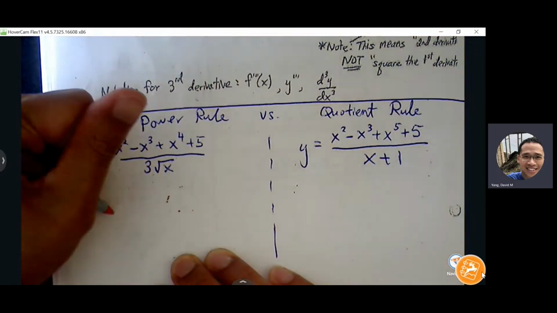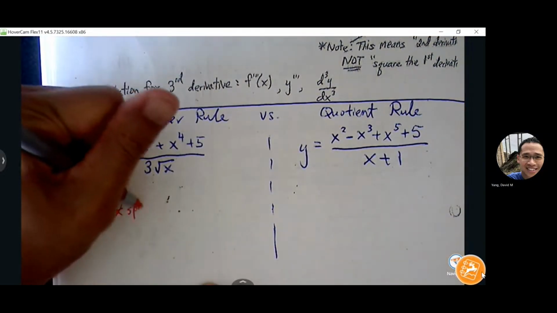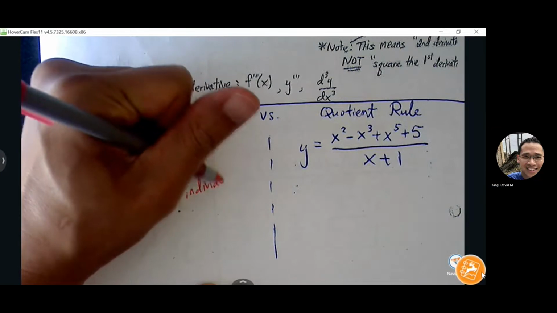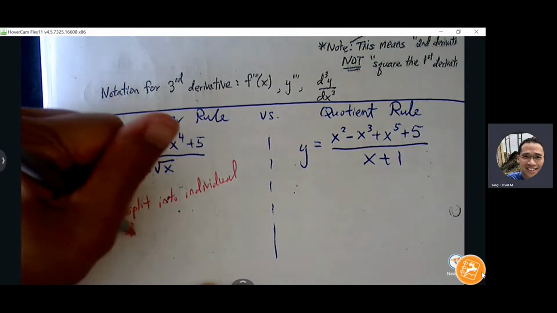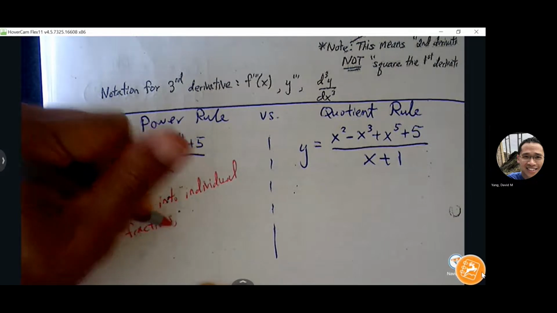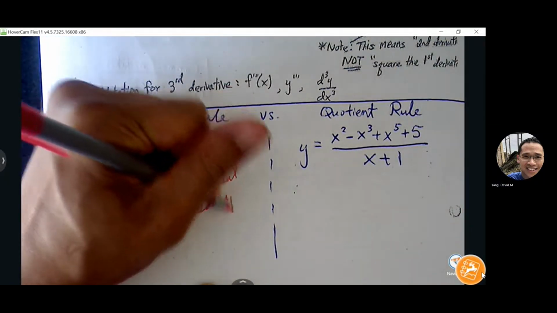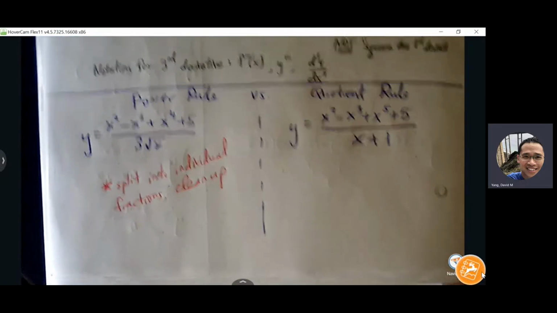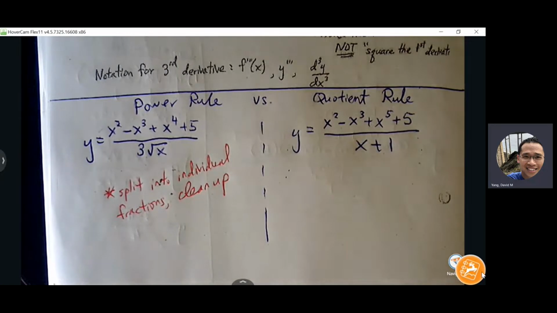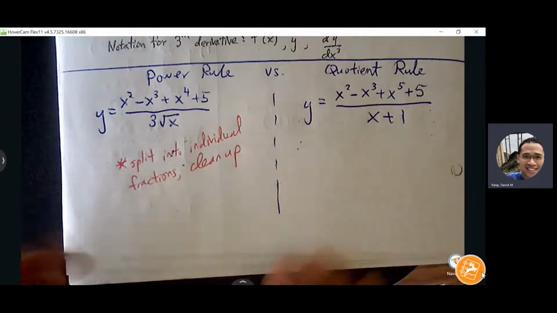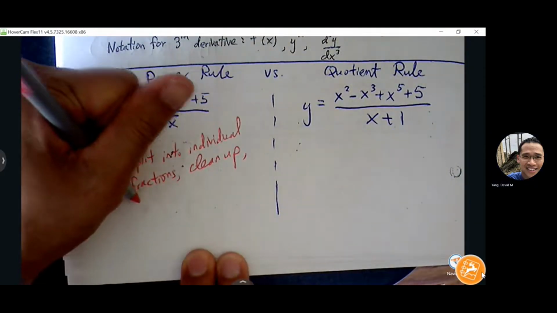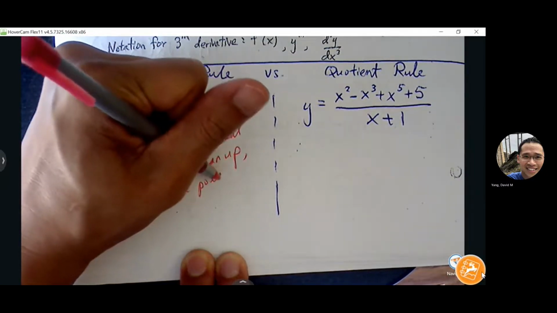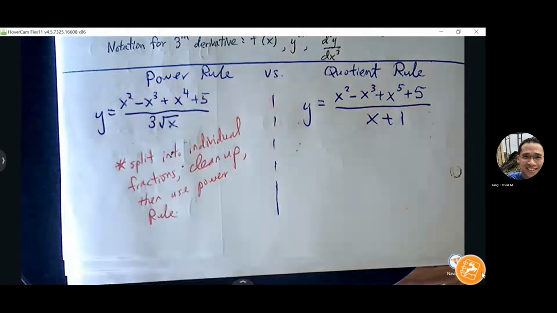So here are the steps that you would take for power rule. You would split into individual fractions. You would clean up each term, right? All the conditions, such as merging the terms, getting the variable to the numerator, no radicals. Then you can use power rule for each term.